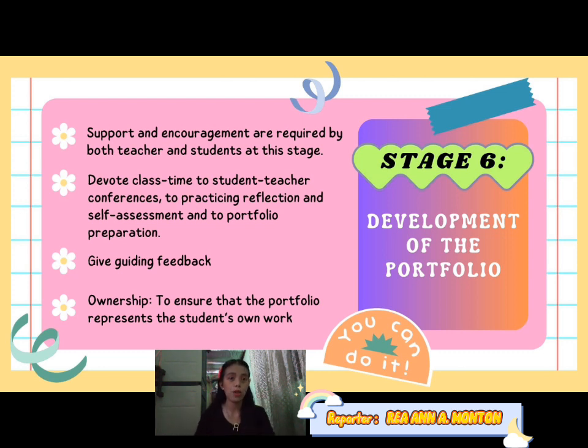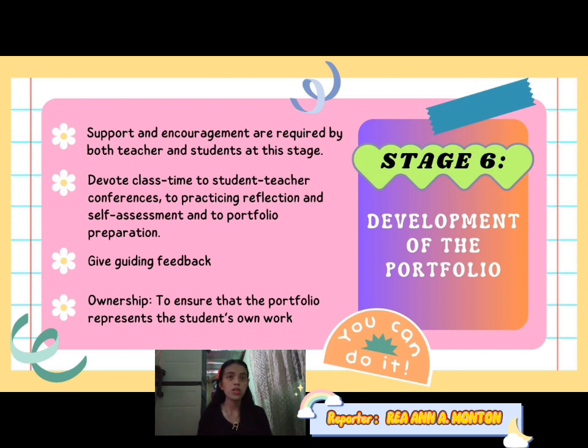in developing the portfolio, as this is a tool that can assist teachers and students organize their schoolwork. It can definitely help pupils observe their learning process because they can see and handle those activities. In this stage, you need to devote class time to student-teacher conferences, to practice reflection and self-assessment, and to portfolio preparation. Next, giving guiding feedback.